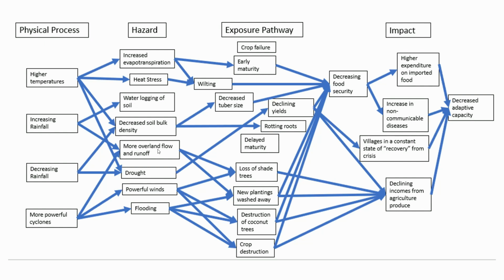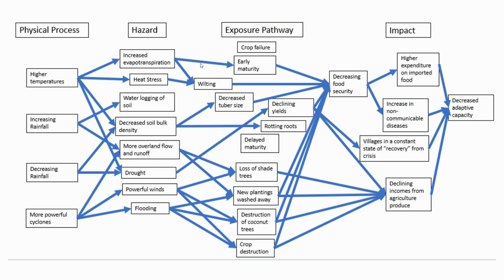It also leads to more overland flow and runoff. Decreasing rainfall contributes to drought and decreased soil bulk density. And then we've got more powerful cyclones, which leads to flooding, powerful winds, and more overland flow. And we can follow these things on to increased evapotranspiration. Well, how does that hurt people?